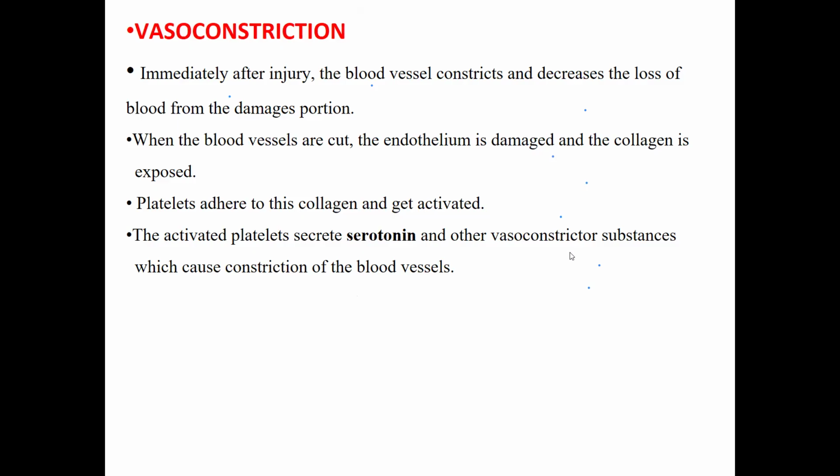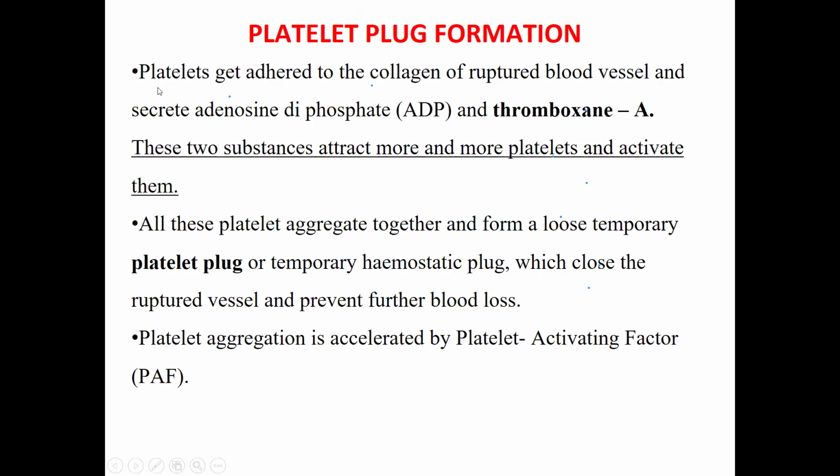Serotonin and other chemicals reduce the diameter of the blood vessel. That is called vasoconstriction. Platelet plug formation: the platelets get adhered to the collagen of the ruptured blood vessel and secrete ADP and thromboxane A. These two substances attract more and more platelets and activate them. All these platelets aggregate together to form a loose temporary platelet plug, or temporary hemostatic plug, which closes the ruptured vessel and prevents further problems.